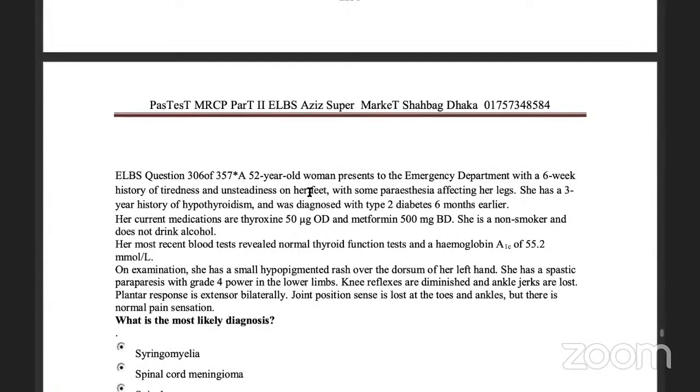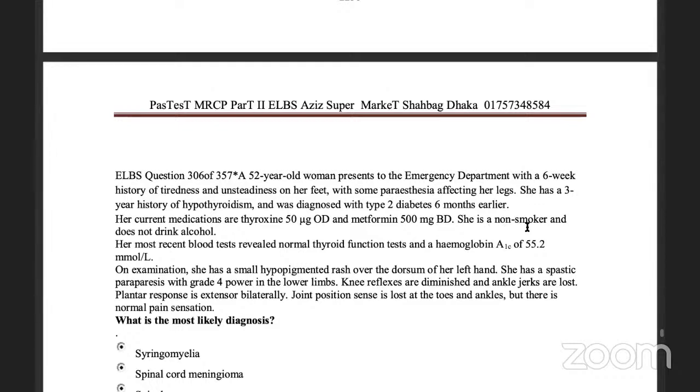A 52-year-old woman presents to the emergency department with a 6 weeks history of tiredness and unsteadiness on her feet, with some paresthesia affecting her legs. She has a 3-year history of hypothyroidism and was diagnosed with type 2 diabetes mellitus 6 months earlier. Current medication: thyroxine and metformin 500 milligrams.